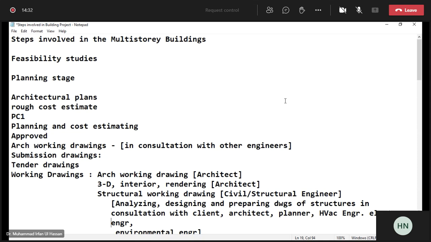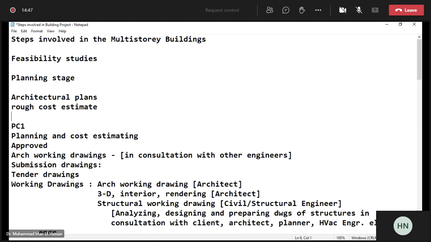From the rough cost estimate, the PC1 is formed, and you know the Planning Commission performa, these are filled in for government projects. For private, it is not necessary. And of course, the estimate and bill of quantities and these things are prepared, that is, what is the total estimate of the project. PC1 and planning and cost estimating and all these things are carried out.